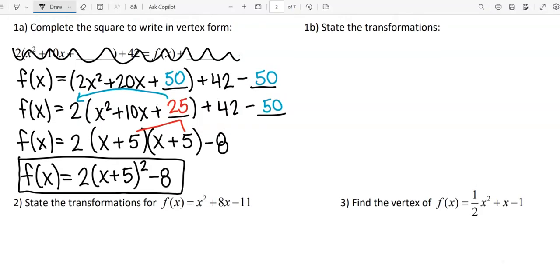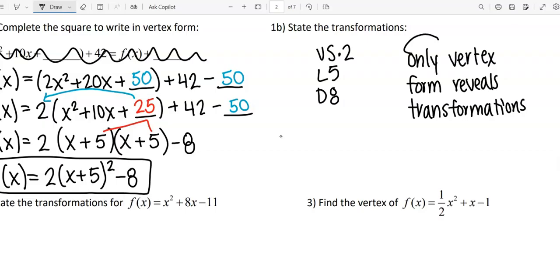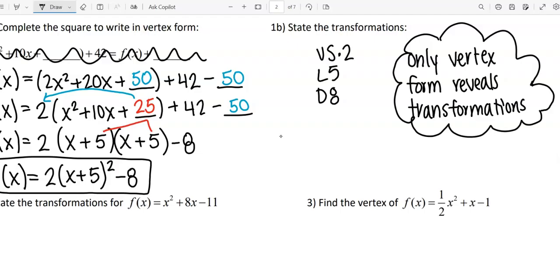Notice that only vertex form reveals the transformations. What are my transformations? Left 5, down 8. What else? Vertical stretch by 2. Only vertex form reveals your transformations. That might be a good note to make here. Only vertex form reveals transformations. Why was that a really good time to say that?